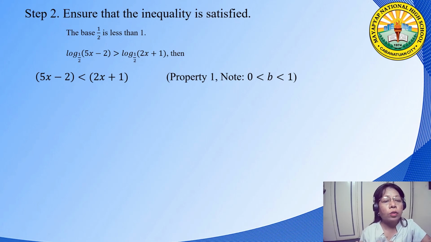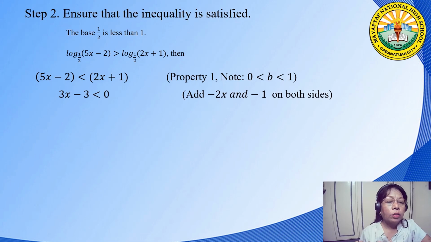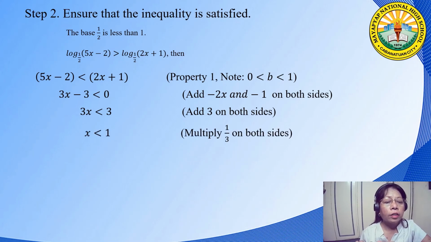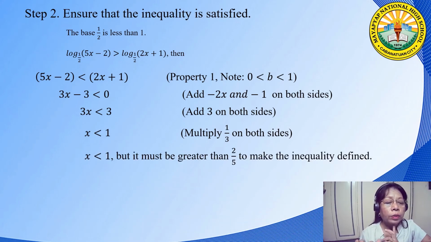Applying property 1, note that 0 is less than b less than 1. So you add negative 2x and negative 1 on both sides. That becomes 3x minus 3 less than 0. And then add 3 on both sides. So we have 3x less than 3. And then to solve for the value of x, you multiply both sides by 1/3. So we have x less than 1.